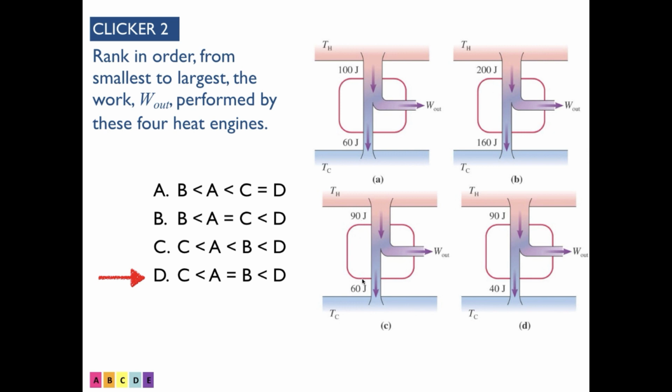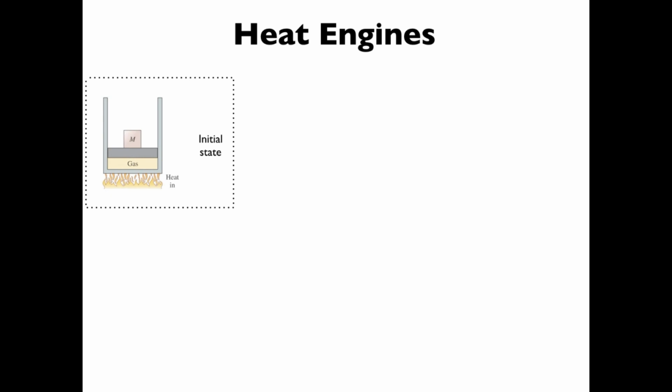90 minus 60, that's 30. So that means C is going to be smaller than 40. That's going to be smaller than A and B. And 90 minus 40, that's 50. So D is going to have the largest amount of work at 50. These are both going to have 40, and this is going to have 30. So the largest amount of work is D, followed by A and B together, and then C should be the smallest. Okay?